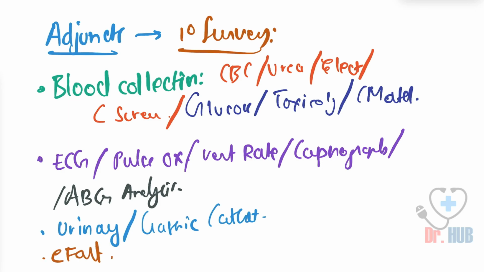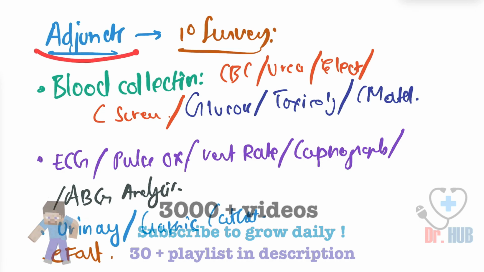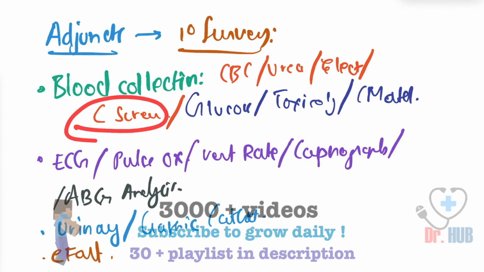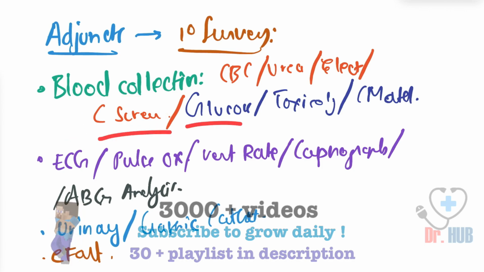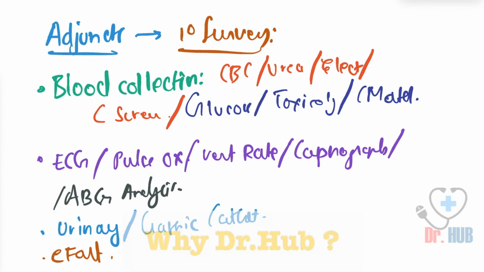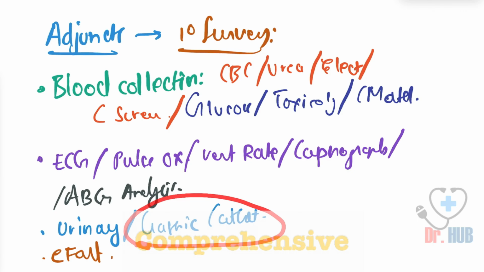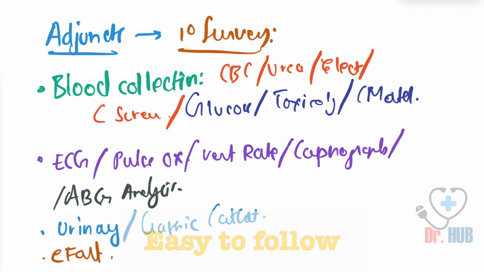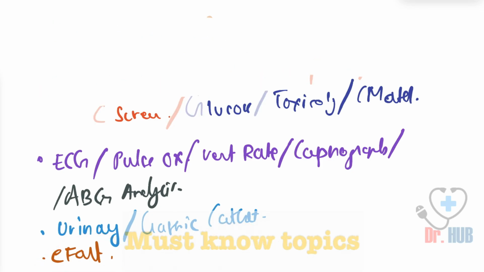Now to recap, the adjuncts of the primary survey include the blood collection, commonly the CBC, urea, electrolytes, then the clotting screen, the glucose, the toxicology, as well as the cross matching. Then we also have the ECG, the pulse oximetry, the ventilatory rate, the capnography, as well as the ABG analysis. Then come the urinary as well as the gastric catheters. Then comes the EFAST.